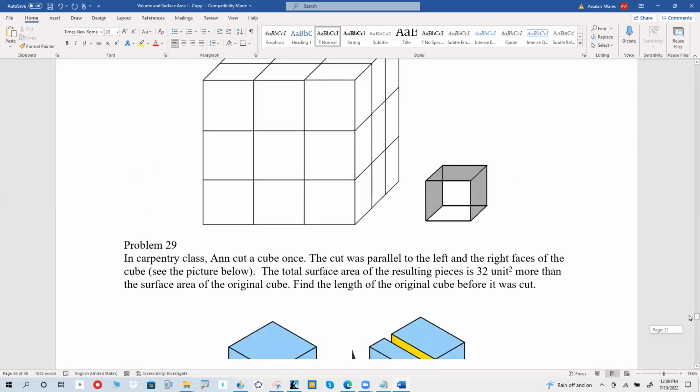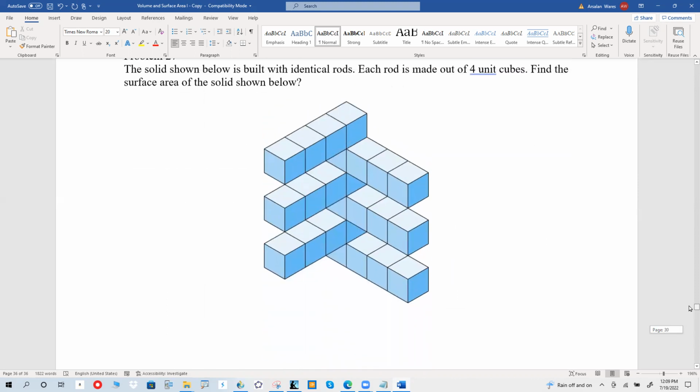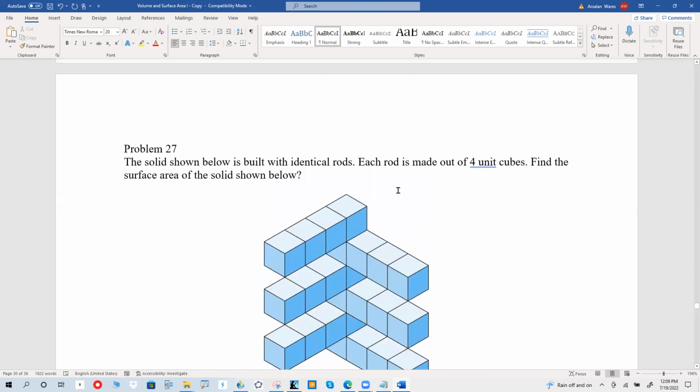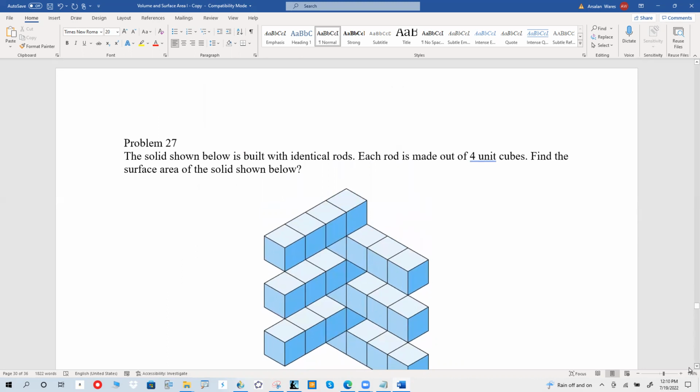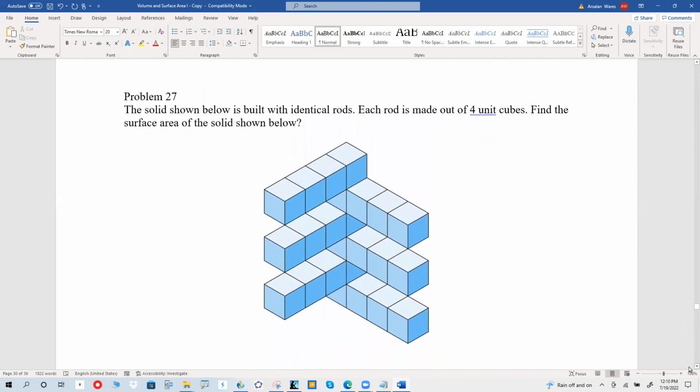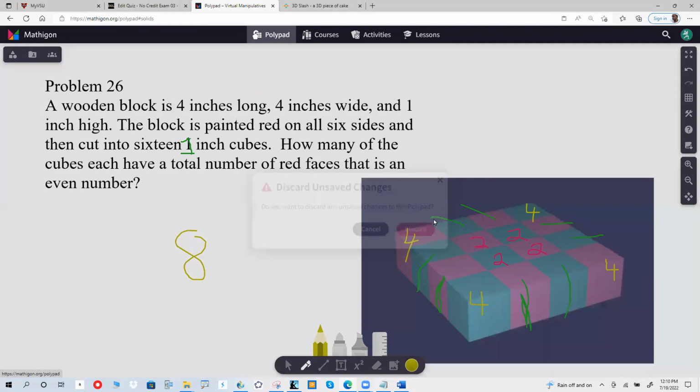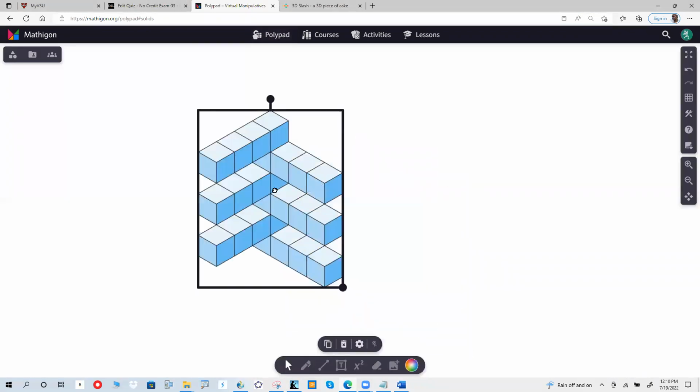Something is going on with my computer, but let me read it here. The solid is shown with identical rods. Each rod has 4 unit cubes. Find the surface area and the volume of the solid. So basically it's a solid. I'm going to find the surface area and volume of the solid. It's really not that bad. We have done many problems like this, and we're going to do one more.